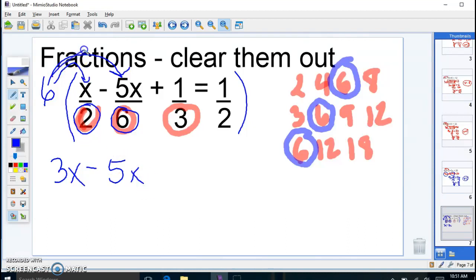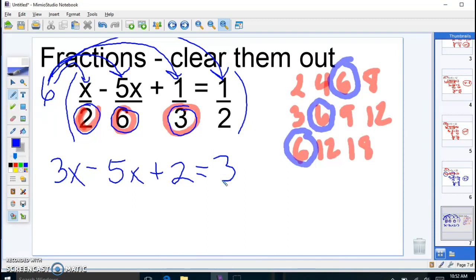I also have to multiply the 1 and then divide it by the denominator of 3. So 6 times 1 is 6, divided by 3 is 2. So this is plus 2. The equal sign drops down, and then the last one, 6 times 1 is 6, divided by 2 is 3. So now notice I have a new equation that I can solve that has no fractions.